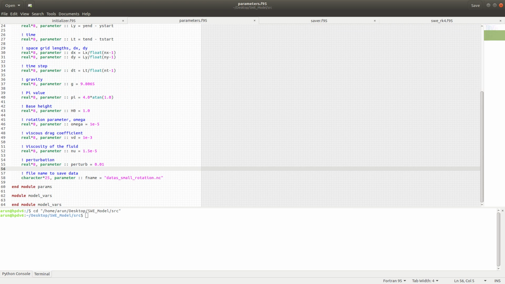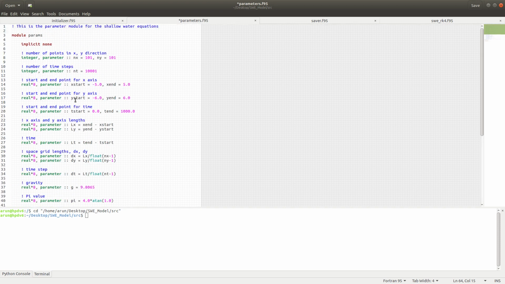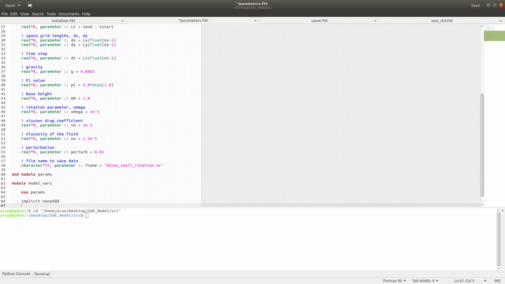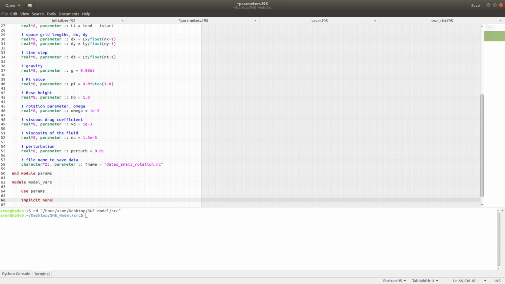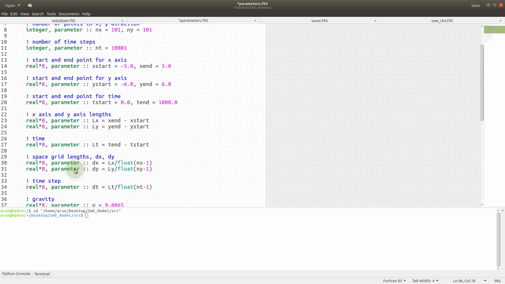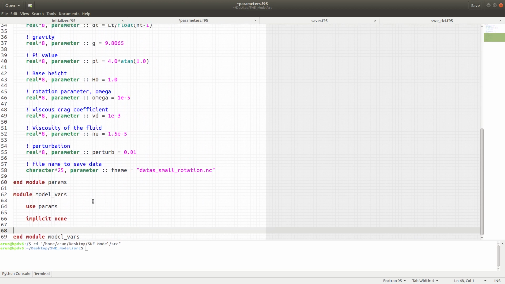Alright, so next thing we'd like to do is concentrate on the model variables. So I'm going to use params, because this is going to need the variables from this parameter module. So I'm going to use params, and then as usual implicit none. Anyway, moving on. I keep forgetting about this. Sorry, I should have pushed this a little bigger. Anyway, I'm going to push this down. I think I don't need this for now.